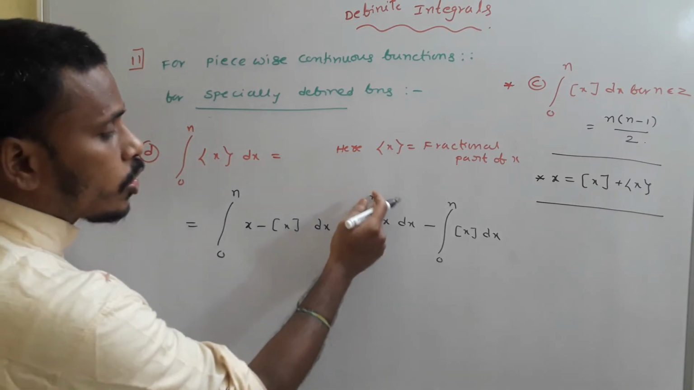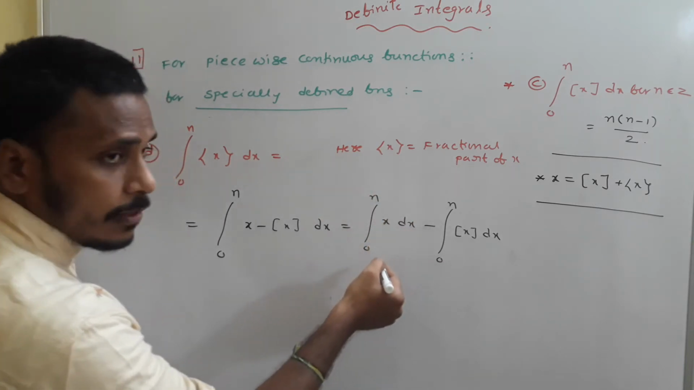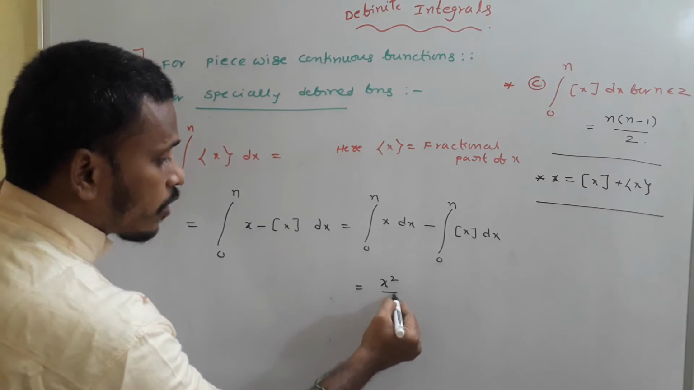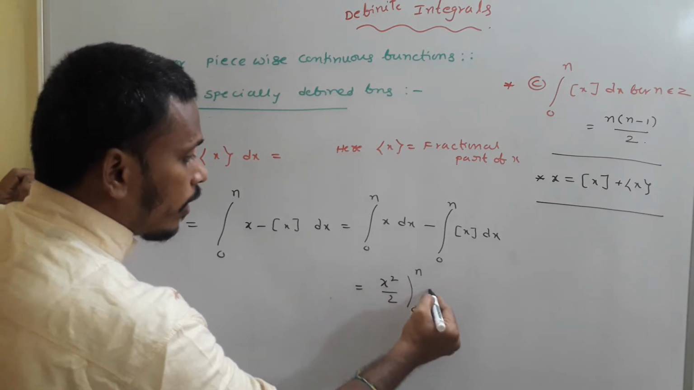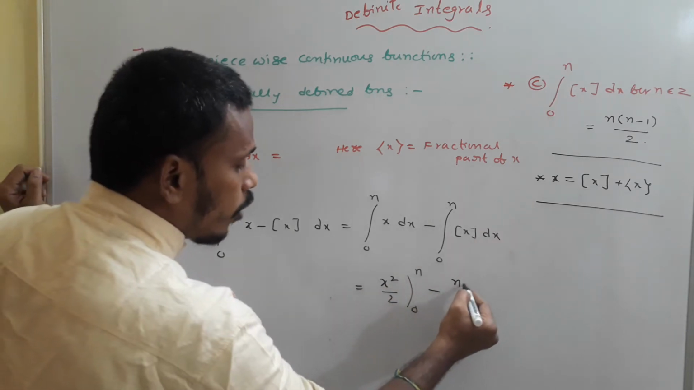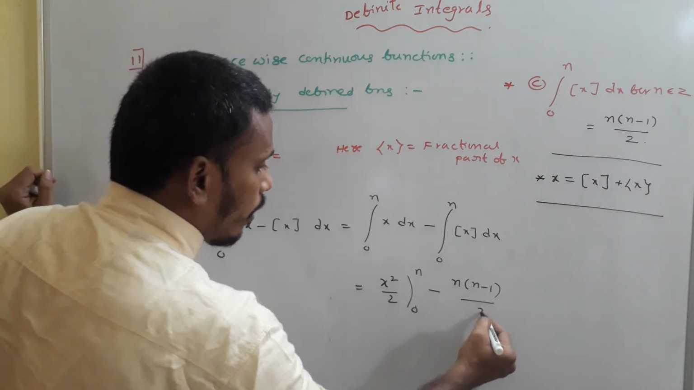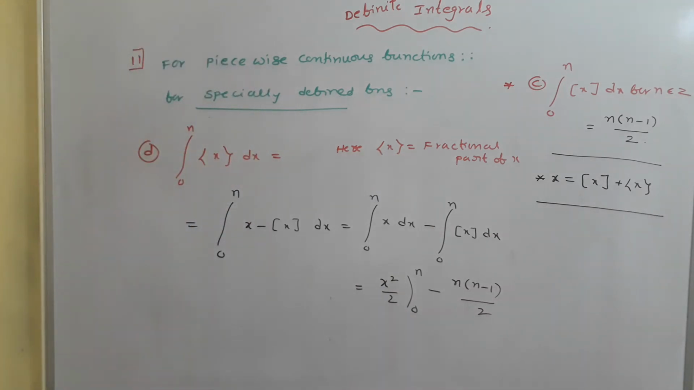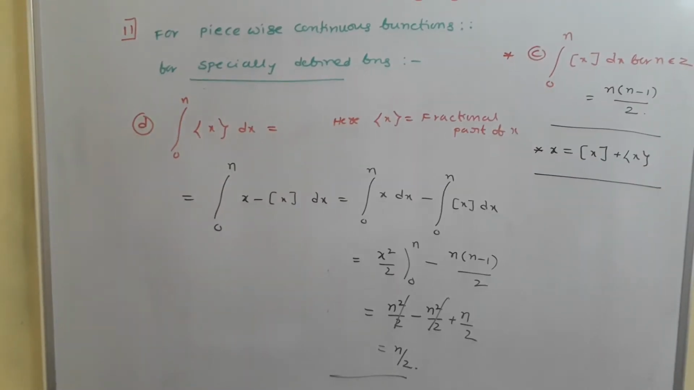And integral 0 to n x dx is x square by 2 with limits 0 to n, minus what we have as the value of the other, n into n minus 1 by 2. Just simplify this, and on simplification our value is n by 2. So integral 0 to n fractional part of x dx is n by 2, whereas integral 0 to n step x dx is n into n minus 1 by 2. Just try to memorize these two.